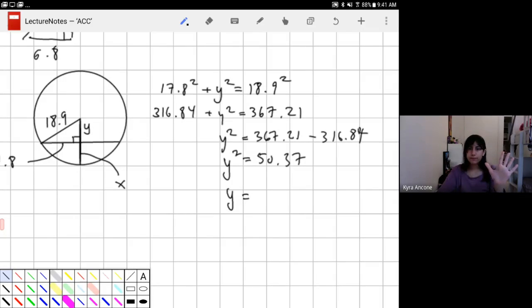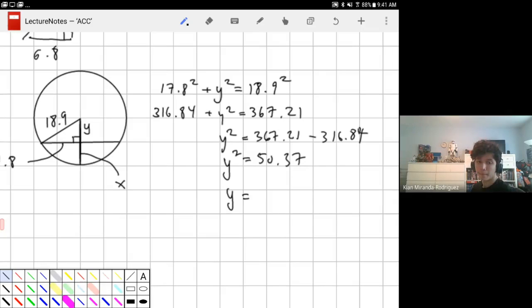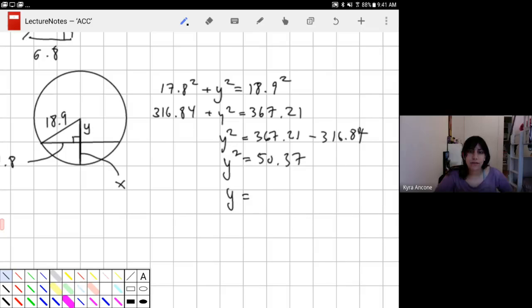12.5. Wait, is it? Seven. No, it's not 12.5. Because if I square 12.5, I get 7.097. Isn't it like 6? 7.09. Well, the square root's, sorry, I was 6.3.